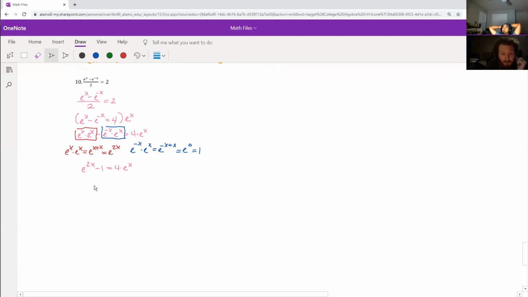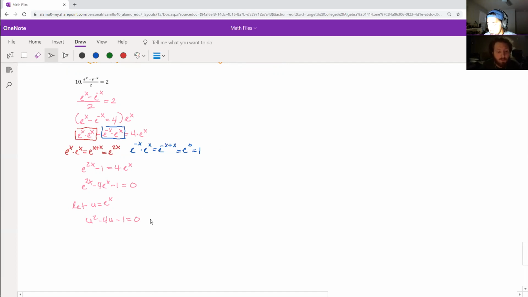Subtract this 4e to the x to the other side. E to the 2x minus 4e to the x minus 1 equals 0. Another u substitution. So let u equal e to the x. So then this gives us u squared minus 4u minus 1 equals 0. All right. Have to complete the square on this guy.